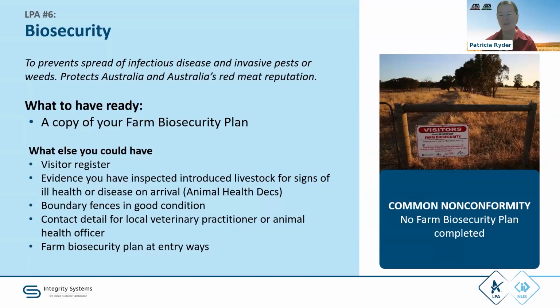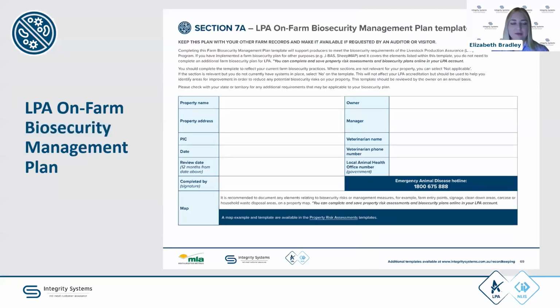Yes, Elizabeth. So the most common non-conformance in this area, of course, is the fact that there is no farm biosecurity plan available. Yes, and up on screen is just the first page of our biosecurity plan that we have. We've got the Word version. You can download it, write on it. You can also complete one online. There's an online tool that will walk you through all the questions.